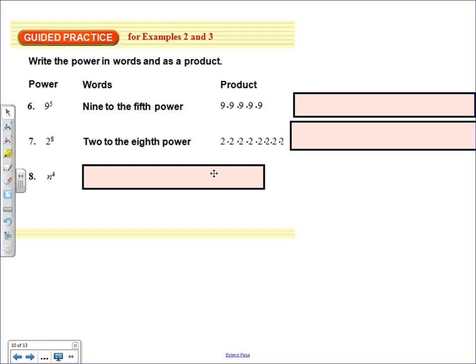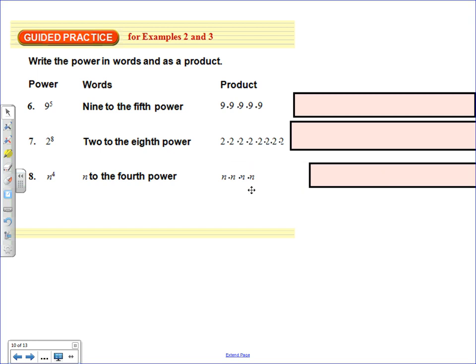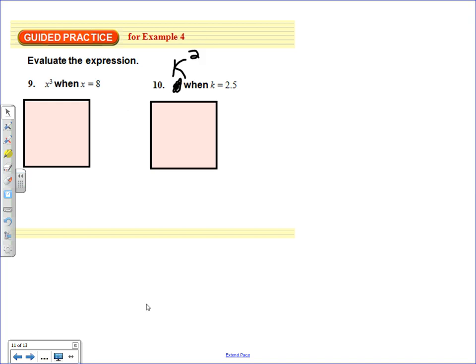Example 8, written in words, would be n to the 4th power. Written as a product, it would be n times n times n times n. This goes along with example 4 in your book, and the directions here do say evaluate the expression. So in this case, we are going to have to do a little bit of math.